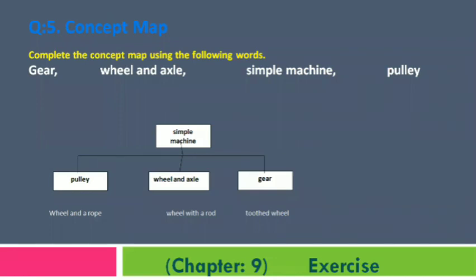So here is a concept map. In the concept map, you have to write the first, very common and main point, that is simple machine. The words are given here. Now the clues are written here. A wheel and a rope: the wheel and a rope is used in a pulley. A wheel with a rod: the wheel has a broader diameter and the rod has a smaller diameter, so that is wheel and axle. And a toothed wheel: the wheel which has teeth around it is definitely a gear.